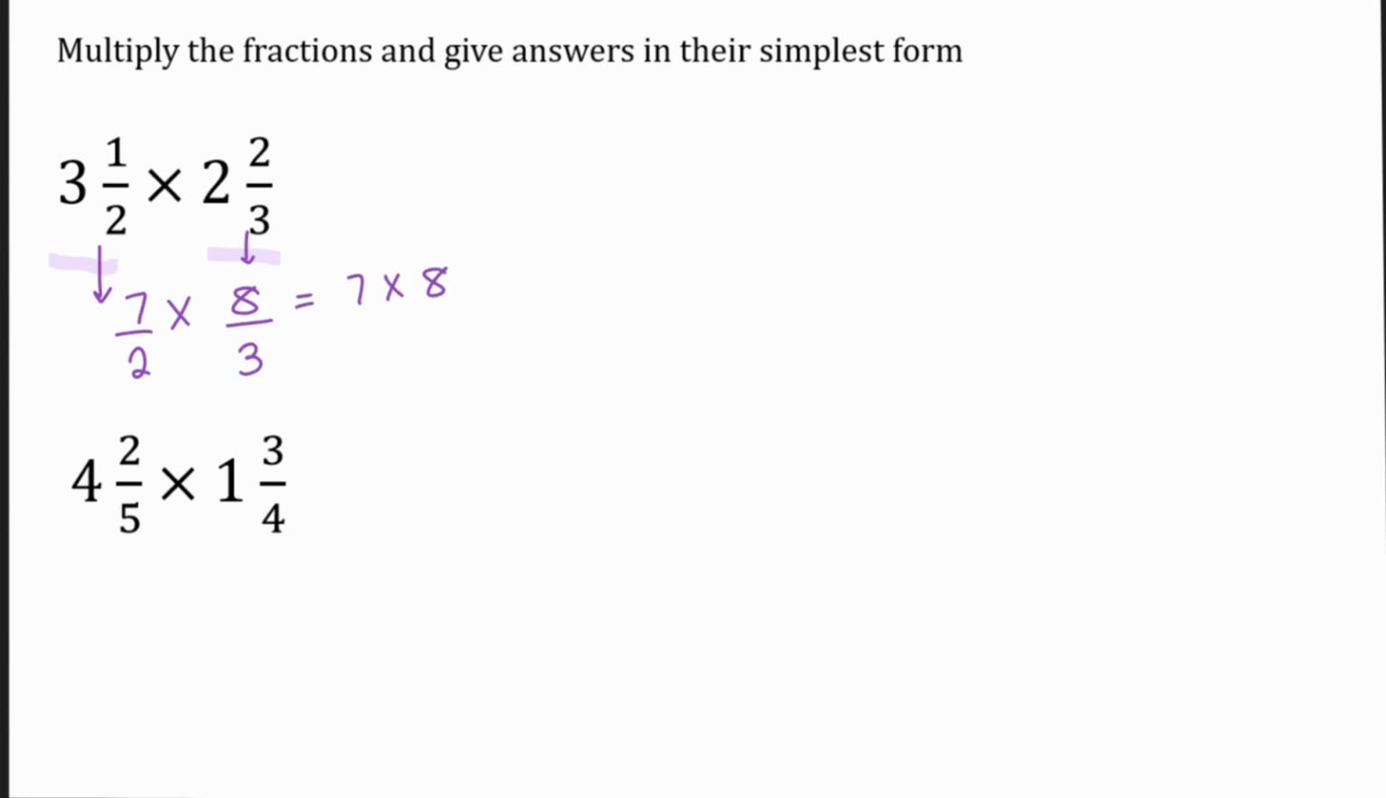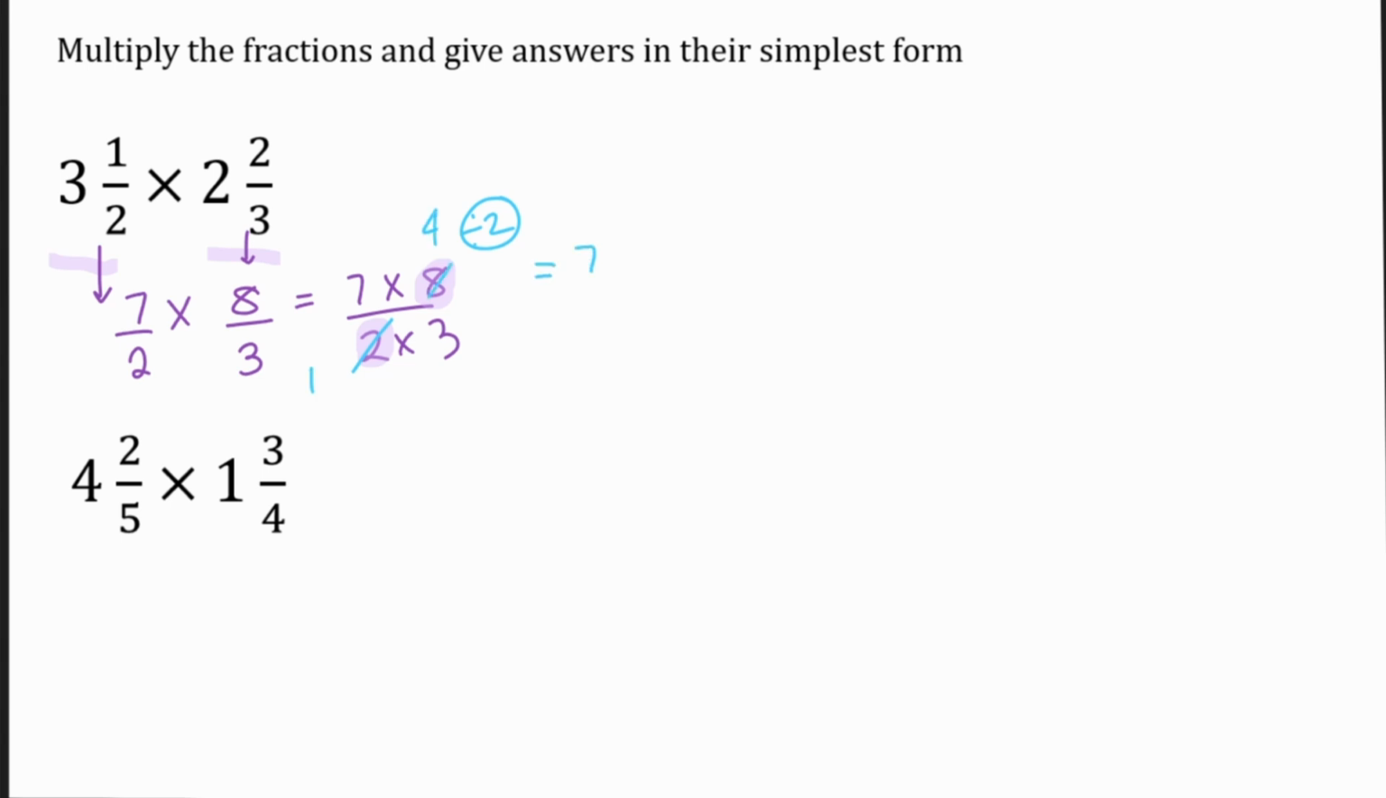We are going to multiply them now, but before I actually multiply them, I'm going to see if I have got a number in the numerator and denominator that has any common factors. And yes, we have got our 2 and 8 that have a highest common factor of 2. So we are going to divide both these numbers by 2. 2 divided by 2 is 1 and 8 divided by 2 is 4.